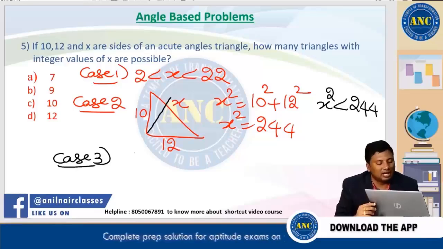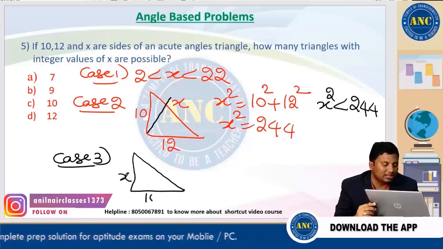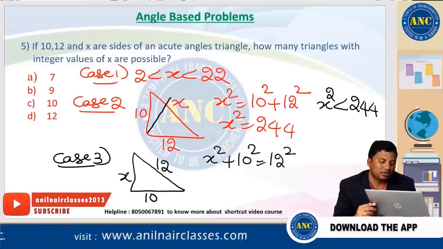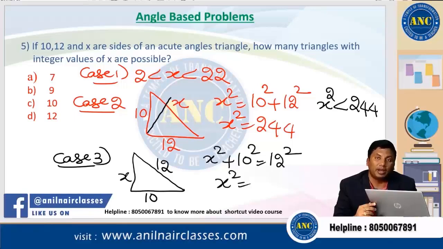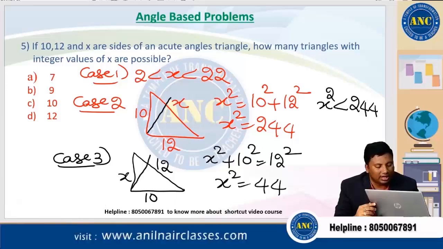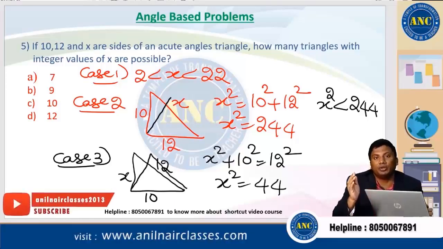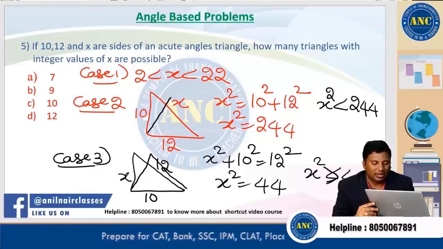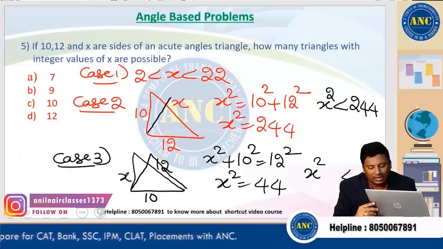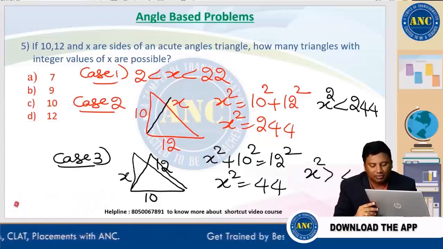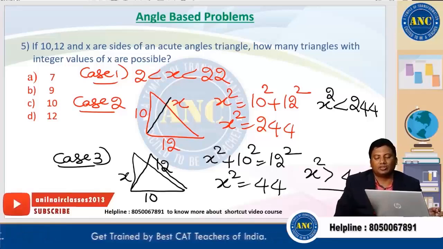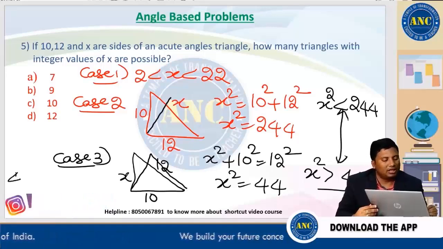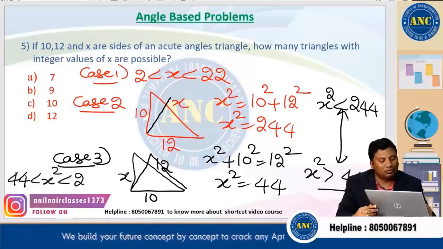Case 3. X is not the largest side. Take x as height so that you will understand it clearly. X is 10 and 12. So x square plus 10 square equivalent to 12 square. X square equivalent to 144 minus 100, that is 44. If this is going like this, what is happening? Hypotenuse is decreasing, height is increasing. So x square is greater than 44. I hope the idea is clear. X square is less than 244. That means if I combine both, 44 less than x square less than 244.